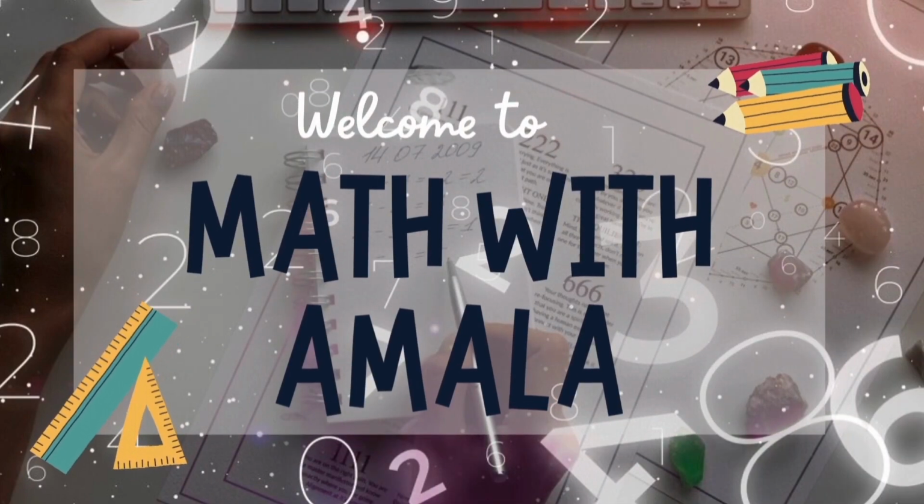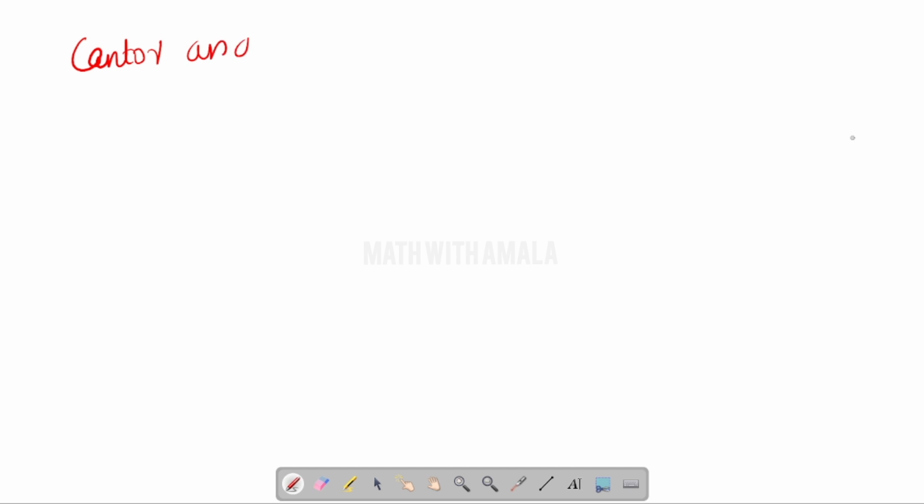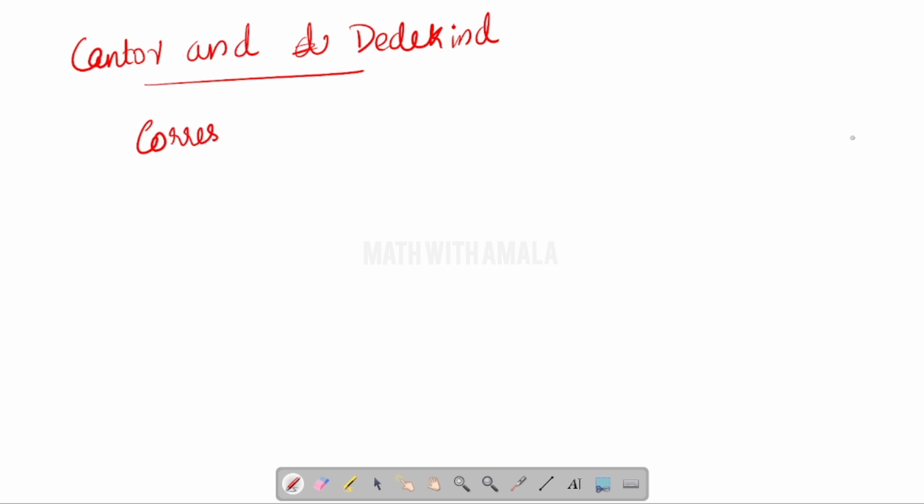Let's move to grade 9 chapter 1 part 5. We have discussed irrational numbers in the previous part. We could see that Pythagoras was trying to prove the value of root 2 through his theorem, the Pythagoras theorem. Here we have two mathematicians, Cantor and Dedekind, who were making a correspondence between the real numbers and the points on the number line.